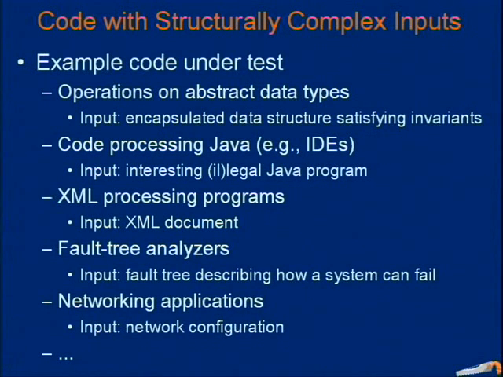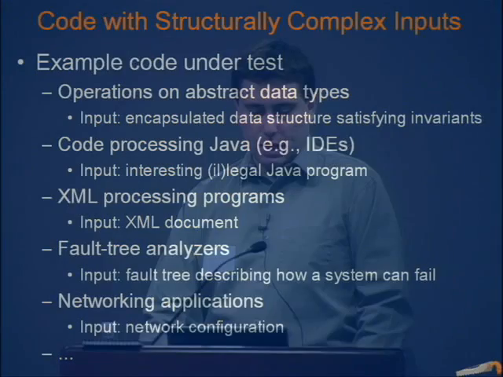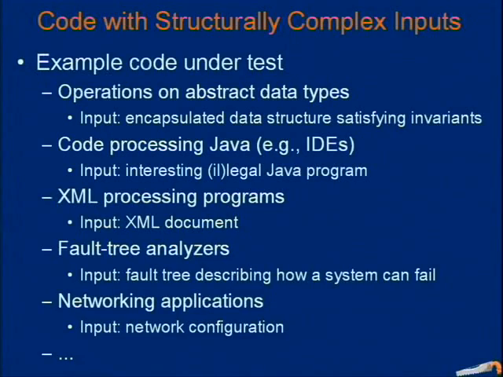So there is, I would argue, a lot of code that manipulates structurally complex input. Here are some examples of such code, and what we would like to do is to test it. For example, operations on abstract data types. If you look at library operations, say a set implemented as a red-black tree, then each operation that removes or inserts an element into the set takes as input a data structure that needs to satisfy appropriate invariants for this data structure.